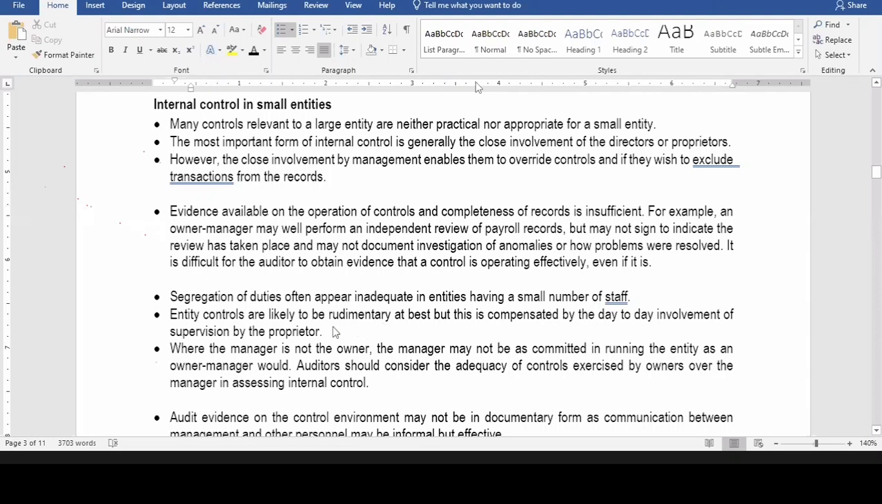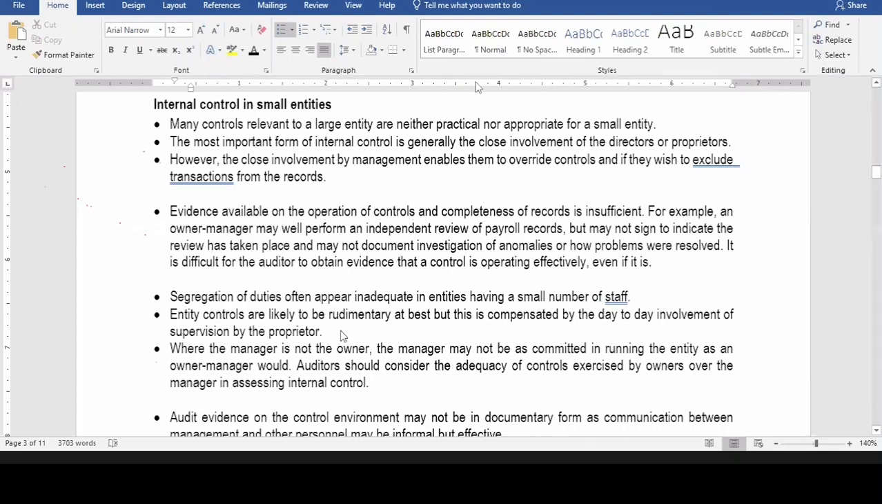Okay. Now, entity controls are likely to be rudimentary at best, but this is compensated by the day-to-day involvement and supervision by the owner. Yes, the shop may have a few staff, but the owner is somewhere watching whatever everybody does. So if the owner is very active, don't say that since there are 3 people in the shop, with 2 staff and the owner as the third, there is limited segregation of duties. The owner's involvement can ensure that things are done properly and correctly.